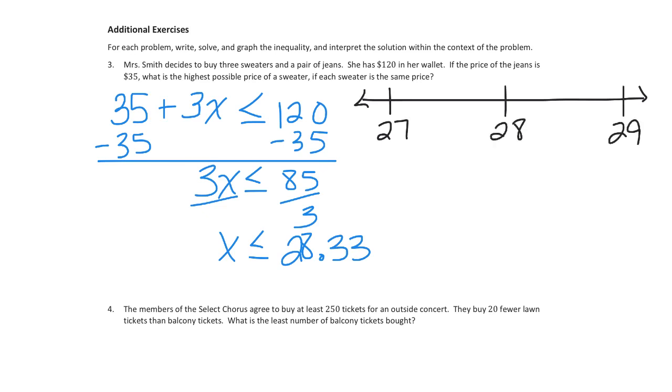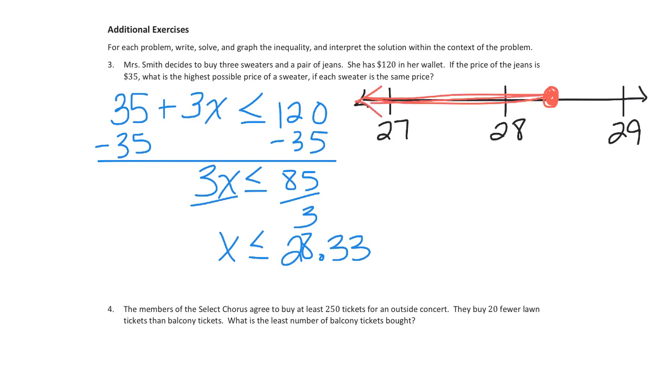So when I go to graph, put a minimum of 3 numbers on there, and then my circle is at 28.33, or 28 and a third, so put my circle there. I do have an equal bar, so that circle is going to be filled in, and the amount of money is less than that, so I shade to the left.